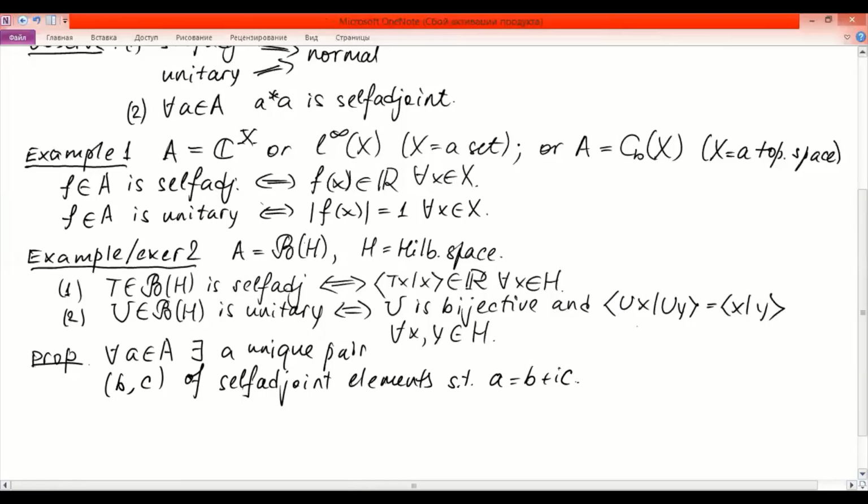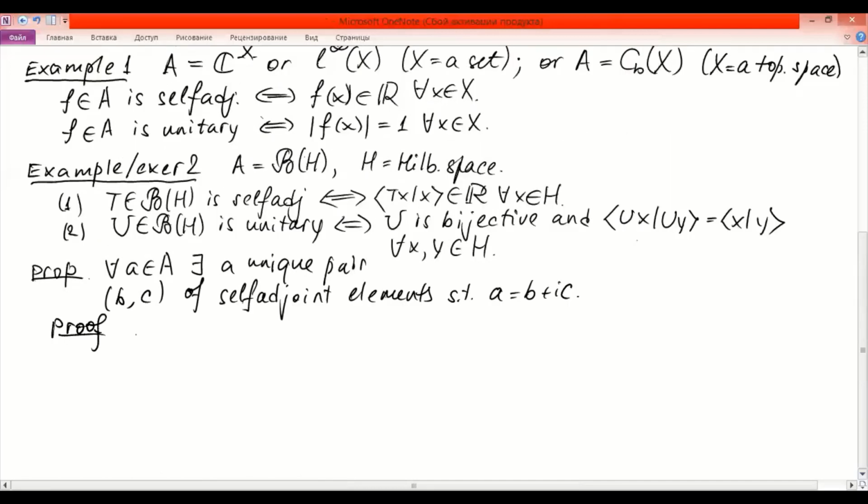Well, the proof is very easy. Actually, these two elements are given by explicit formulas. So B equals A plus A star divided by 2, and C equals A minus A star divided by 2I. So this proves the existence of B and C, and the uniqueness is a simple exercise.